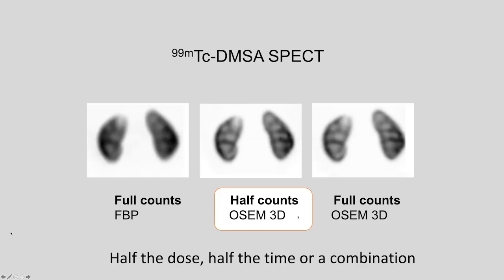So this is half administered activity. This is full administered activity, and clearly there is a plateau. You don't need to administer more. You can administer less and obtain superior images. So in practice, you can use half the administered dose, or you can use half of the acquisition time, from 20 minutes to 10 minutes, or you can use a combination of both, reduce the dose and reduce the acquisition time, which is clearly advantageous.